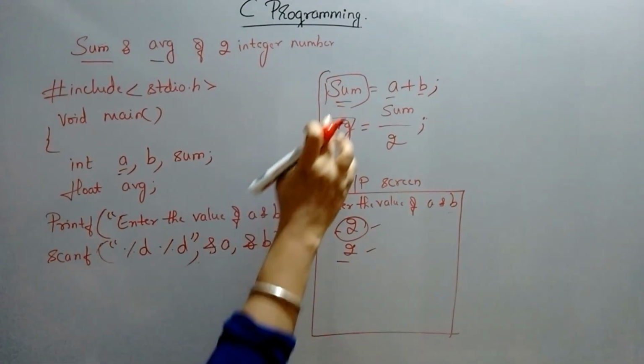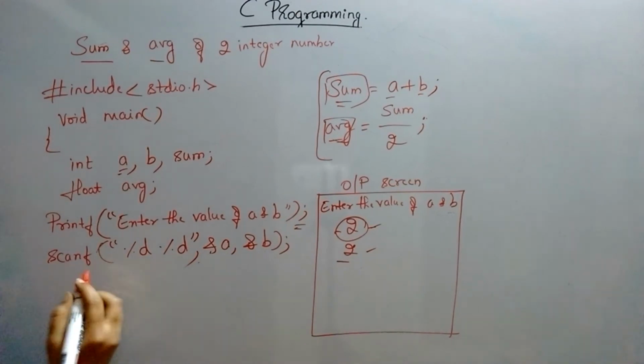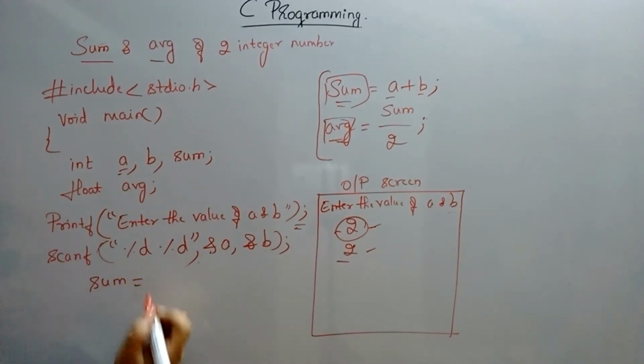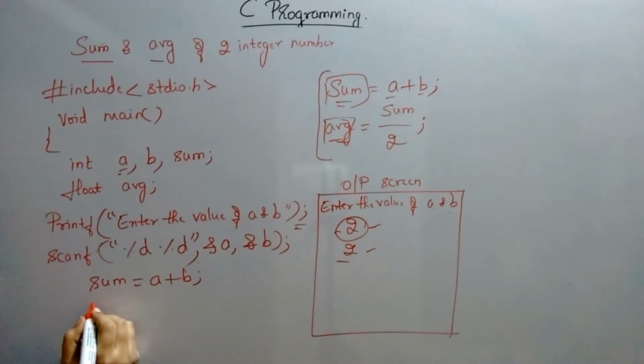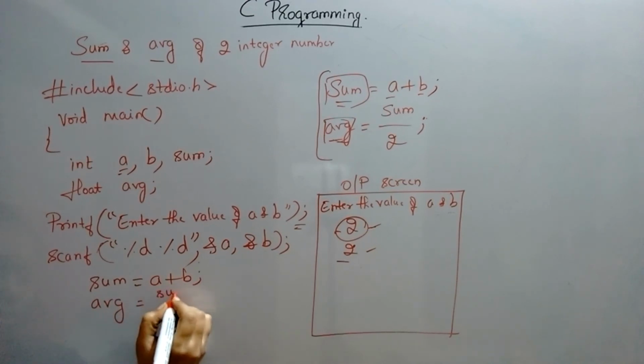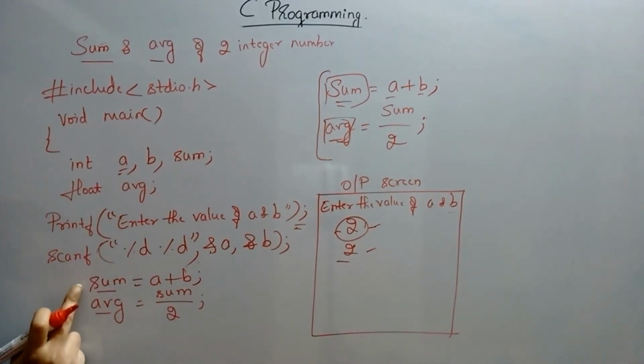Now I have to include this operation. What operation has to be performed for these variables, for these numbers? Now I am going to write sum is equal to A plus B, and average is equal to sum divided by the number of variables, that is 2. Right, now the system will calculate the sum and average of these two numbers. After calculating, it has to display, right? It has to display the value of sum.